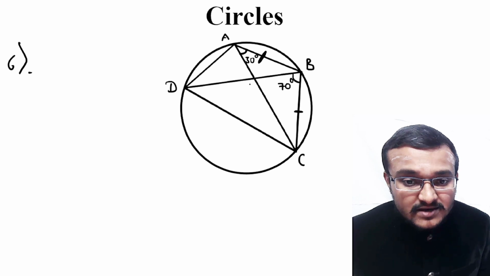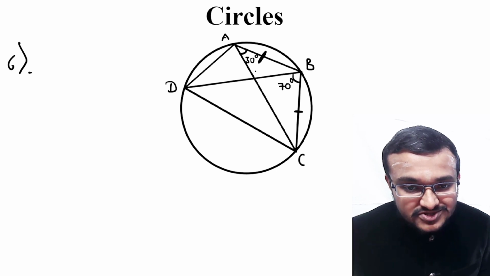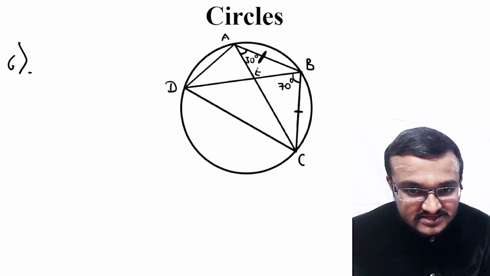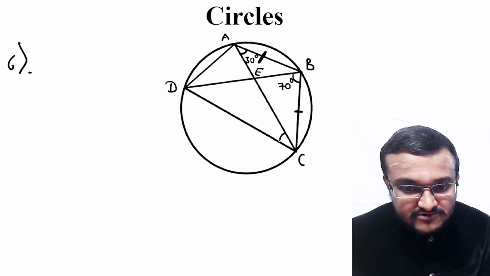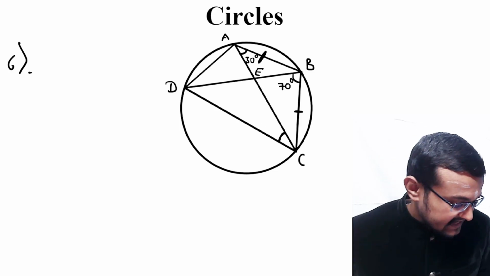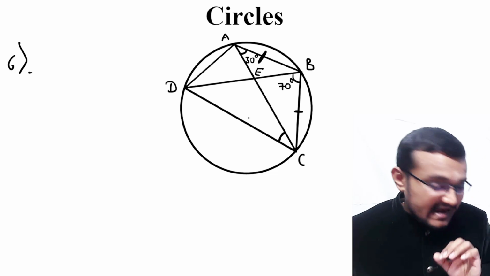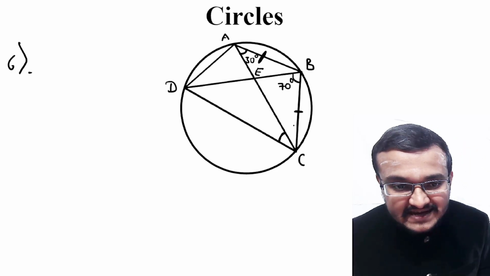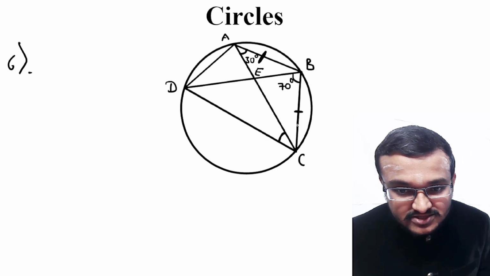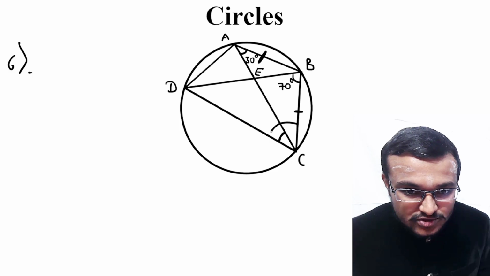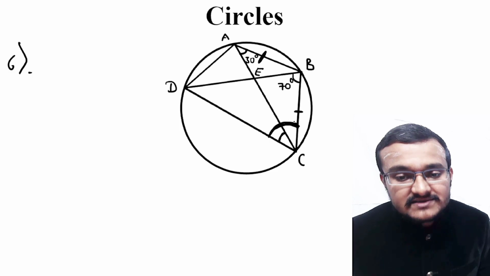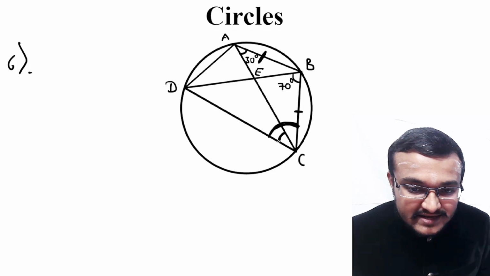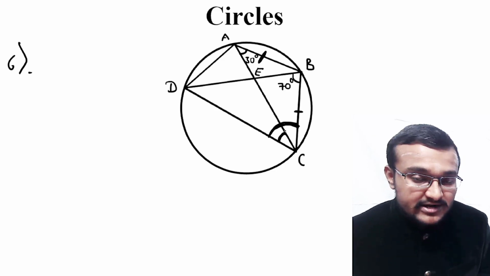So E is the point of intersection. So this particular point of intersection you can consider as E, and ECD angle you have to find out. And you have to find out BCD angle as well. So that is the total angle BCD also you have to find out like this, and the angle ECD, this particular smaller angle, this also you have to find out.